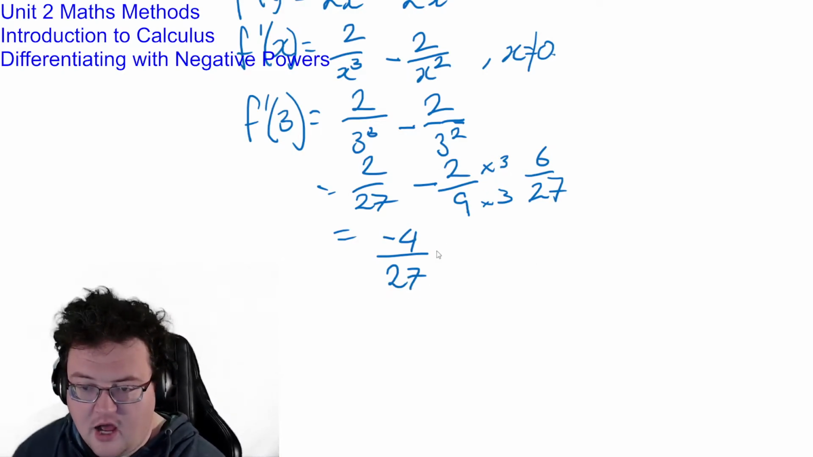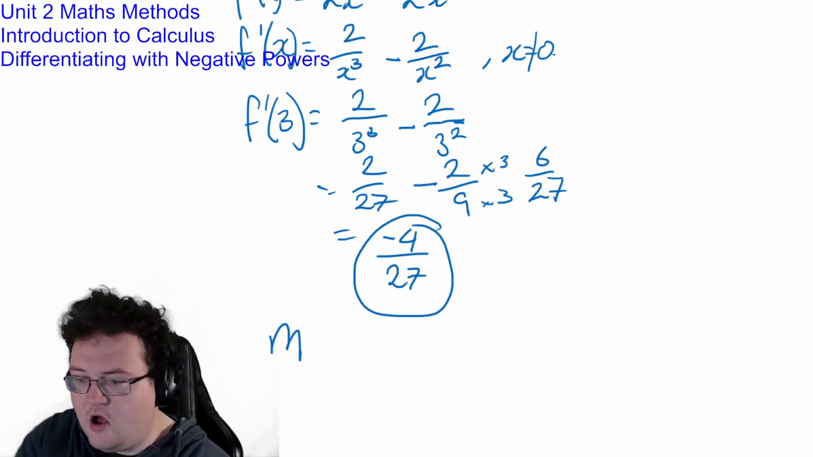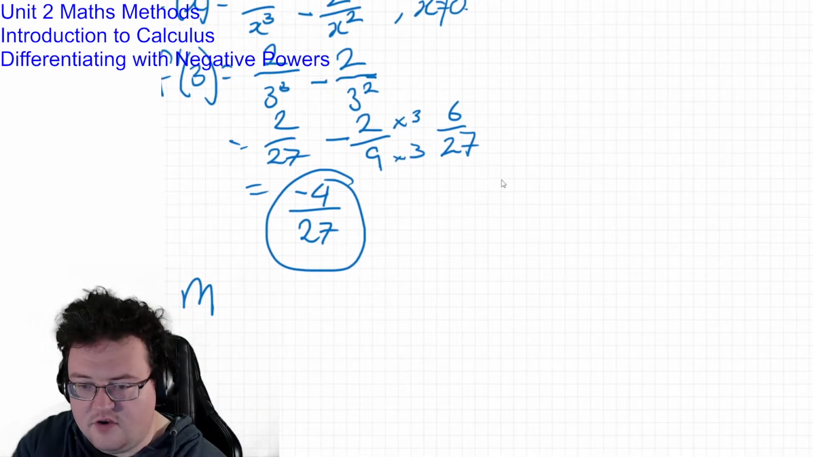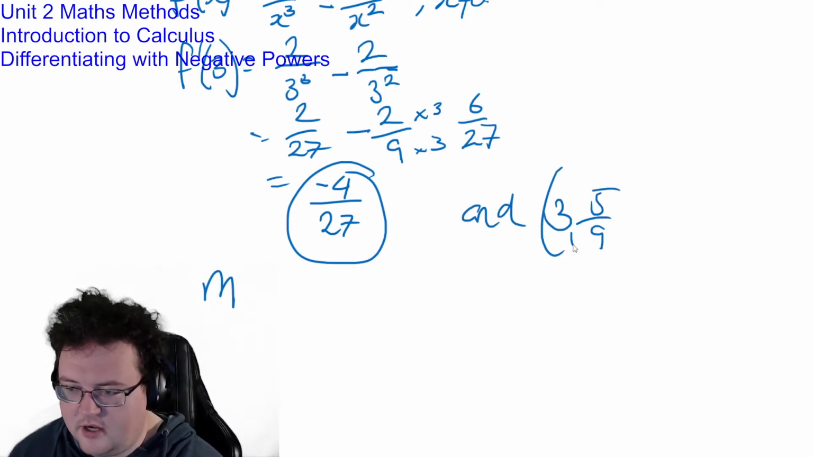So now I have a gradient, and then I have 3, 5 over 9.